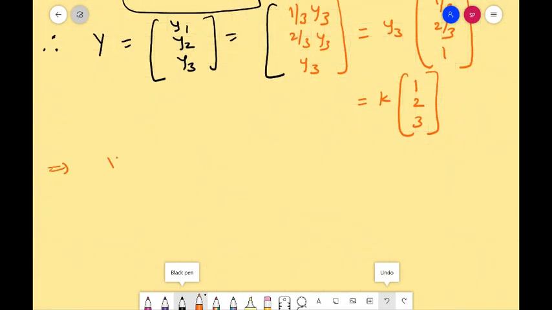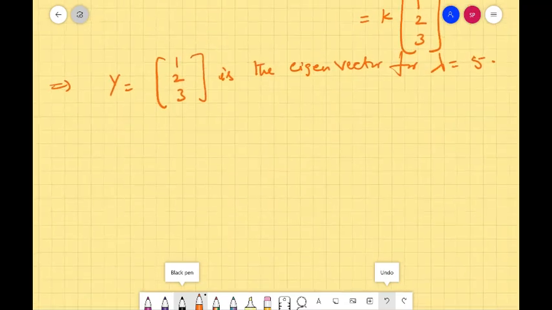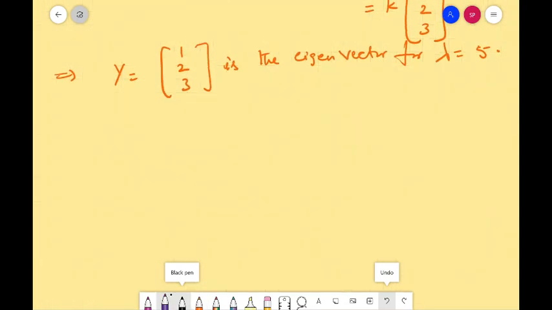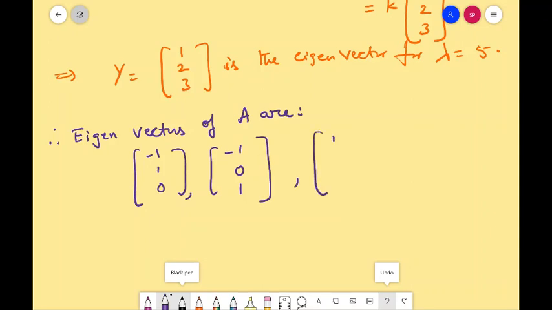This implies y is equal to (1, 2, 3) is the eigenvector for lambda is equal to 5. Now what are the 3 eigenvectors you got? Therefore, the eigenvectors of A are, first 2 vectors: (minus 1, 1, 0) and (minus 1, 0, 1). These are for lambda is equal to minus 1, and (1, 2, 3) is for lambda equal to 5. These are the 3 eigenvectors.